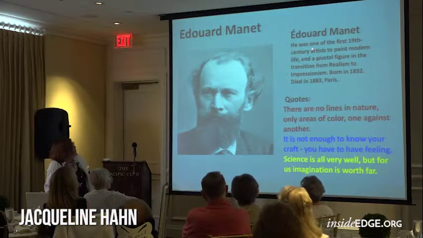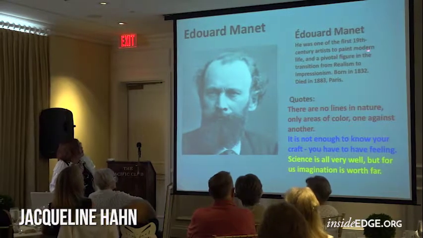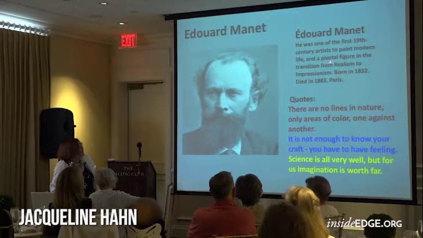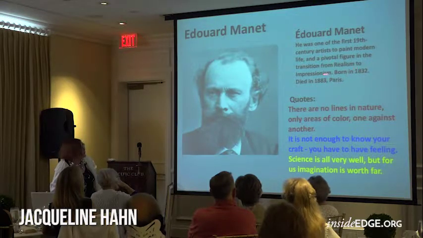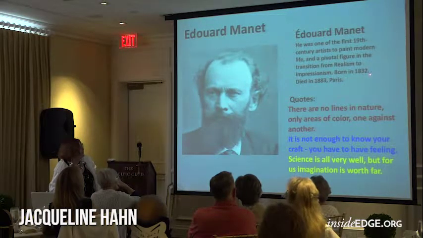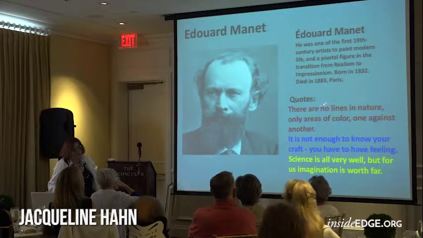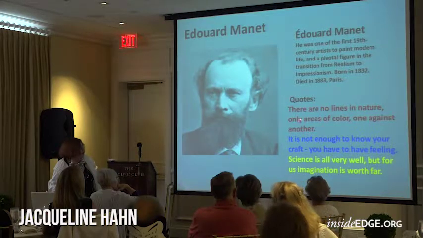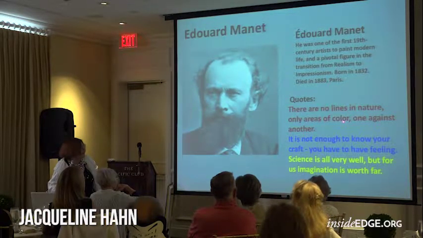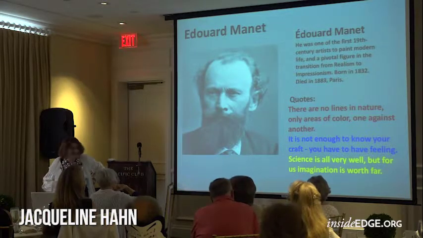So, Edouard Manet was one of the first 19th century artists to paint modern life, and he was a pivotal figure in the transition from realism to impressionism. He was born in 1832, died in 1883. Quote: there are no lines in nature, only areas of color, one against the other. Wow, now you understand.